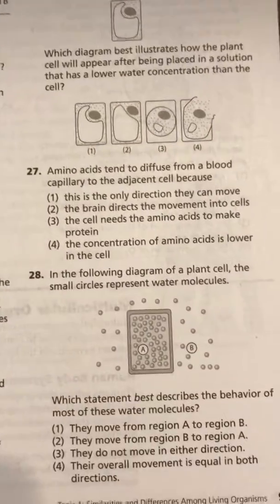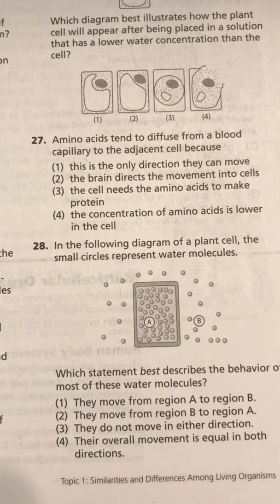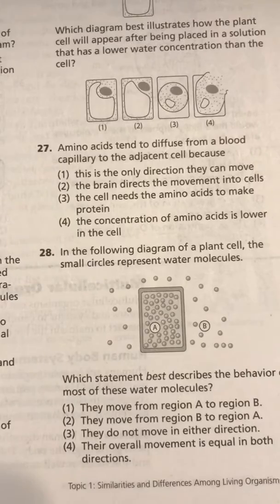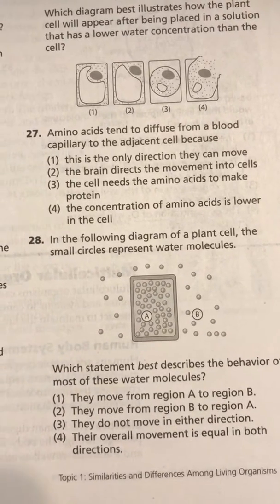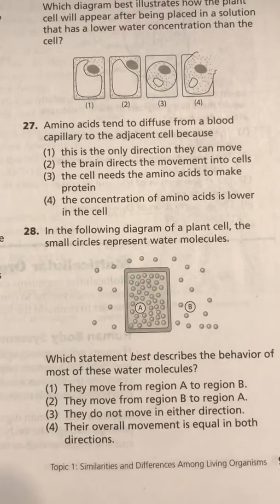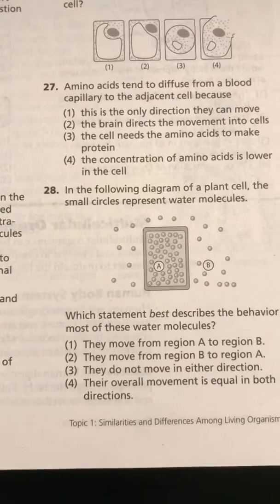Number 27. Amino acids tend to diffuse from a blood capillary to the adjacent cell because 1. This is the only direction they can move. 2. The brain directs the movement into the cells. 3. The cell needs amino acids to make protein. Or 4. The concentration of amino acids is lower in the cell.